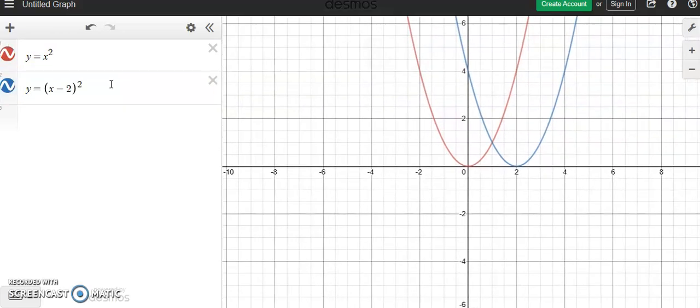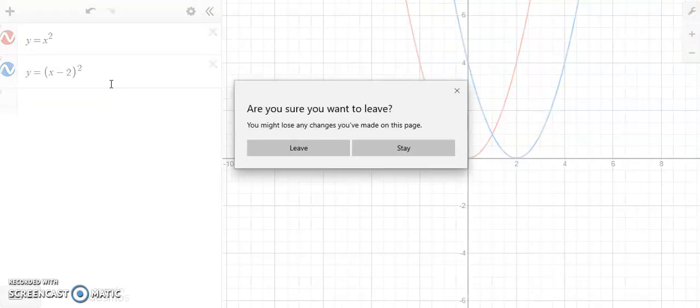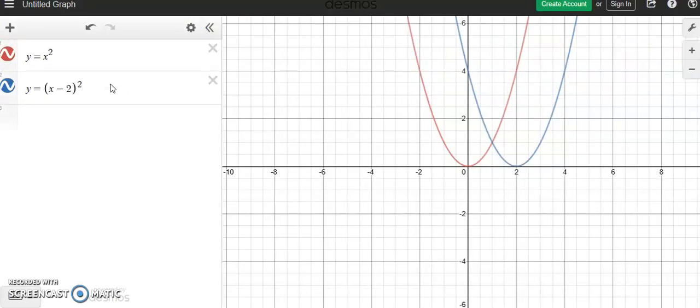Whoops, no, I can't use my marker on this. Well, okay, I'm learning new things every day. Oh, now maybe I can. No, I can't. So anyway, the blue graph, you can see, because we replaced x with x minus 2, it actually shifted the red graph 2 blocks to the right, perhaps the opposite direction you might expect.